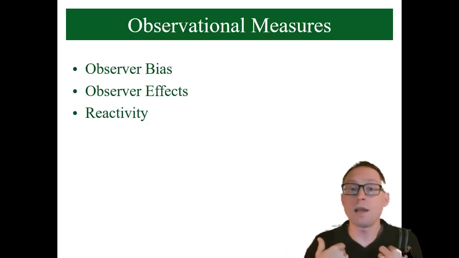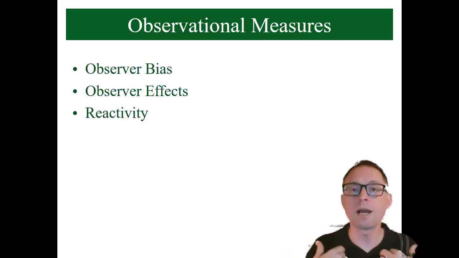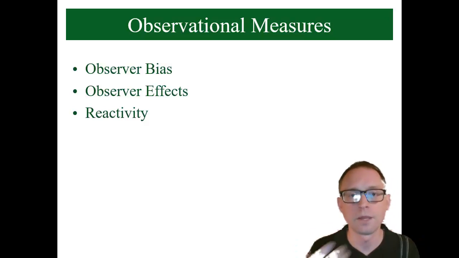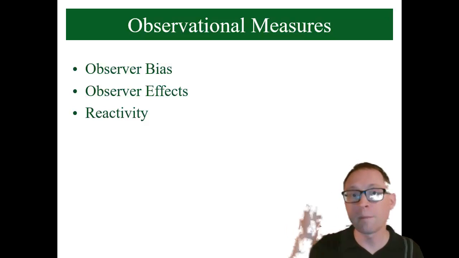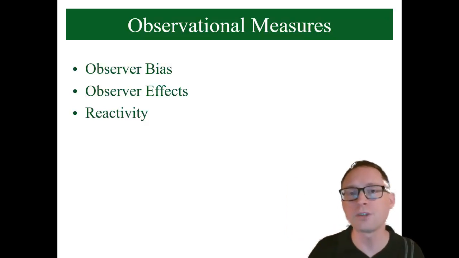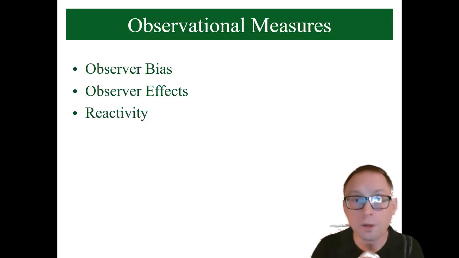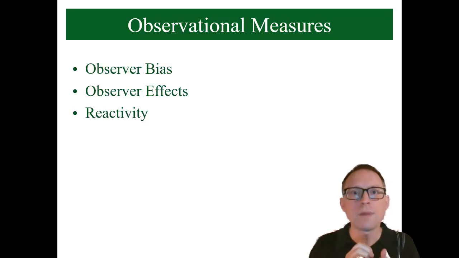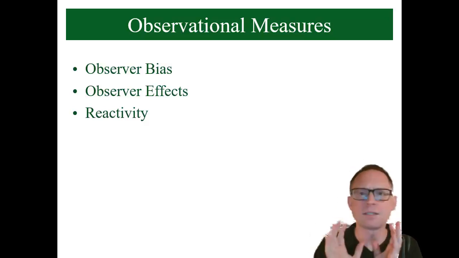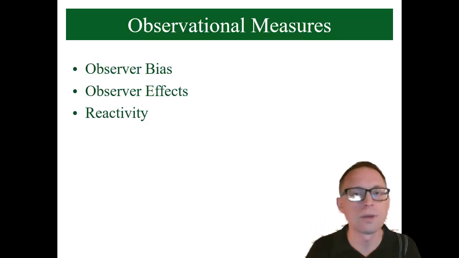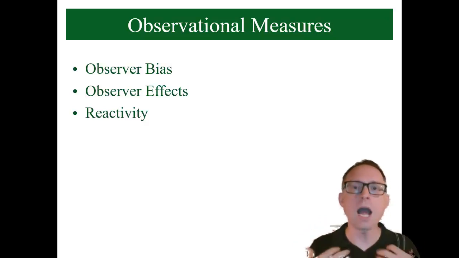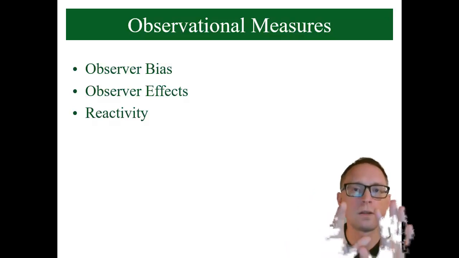My bias might not be intentional, but I might be biased in the way that I observe because I know what I want to see. Observer effects is that I, the observer, might affect the behavior. So if you can imagine me looking at people to determine whether or not they're in a relationship, they might actually notice me and they might act differently. They may say, oh, I think he wants to know whether we're in a relationship, so maybe we should act more like we're in a relationship, right? I, the observer, might make an effect on the people I'm observing.